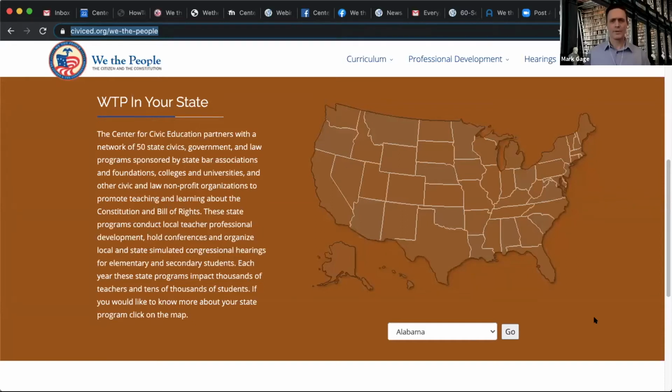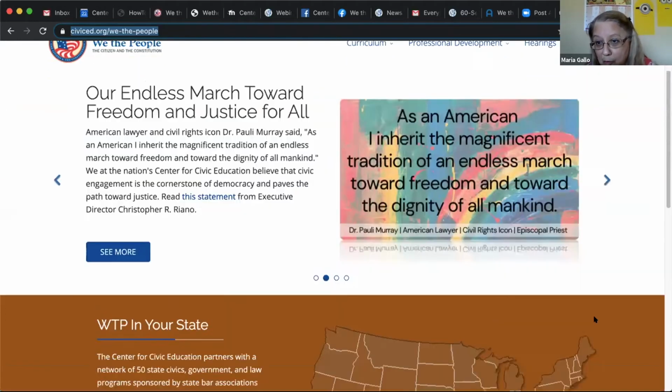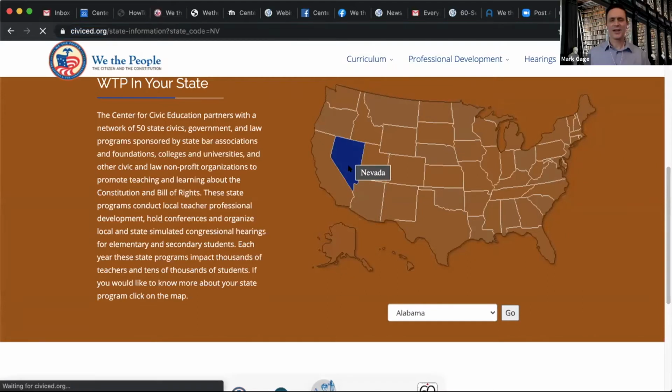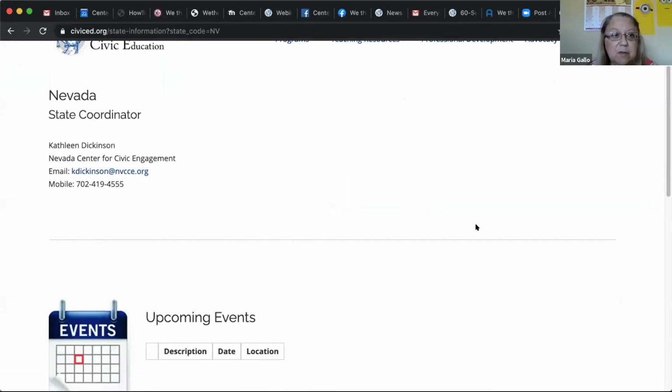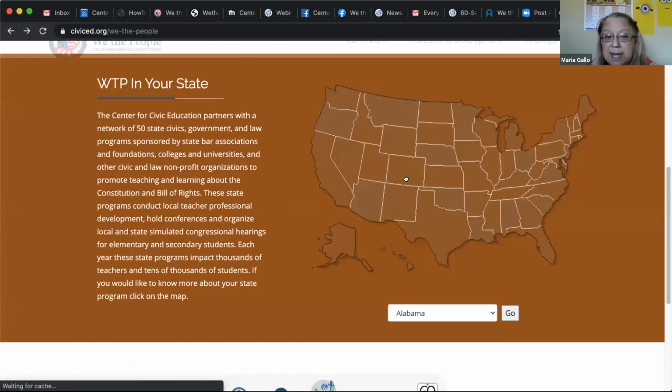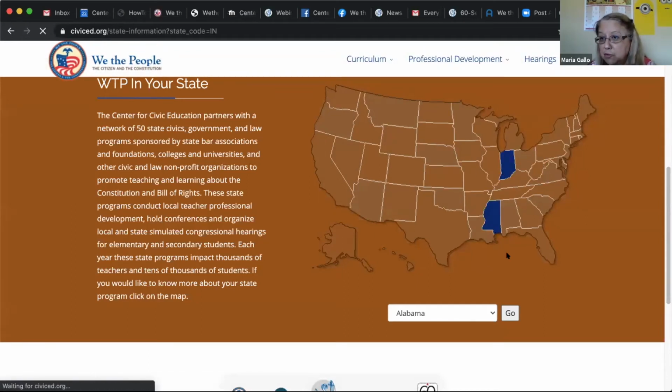There you go. Okay, so if you go to civiced.org and click on We the People and scroll all the way down to the very end of that page, you will notice it says We the People in your state. You can click on any state you want. Let's click on Nevada. It gives you the state coordinator's name, email address, mobile phone, whatever they've given us, as well as any upcoming events they might have described for us.